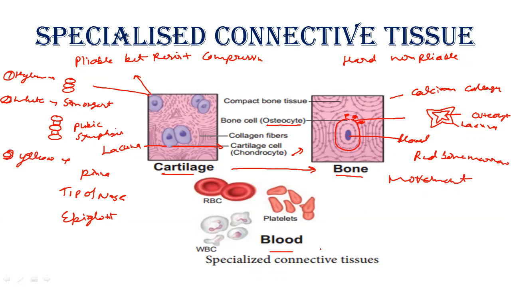Now let's talk about blood. Blood is a liquid connective tissue, and this is the only connective tissue which has no fiber. Remember this. Blood is made up of RBC, WBC, and platelets. RBC carry oxygen, WBC fight infection, and platelets stop bleeding if hurt. Plasma is also present, which is the liquid portion of the blood.